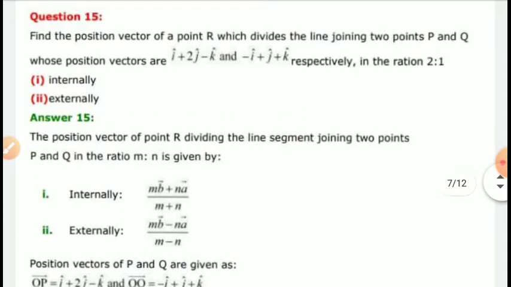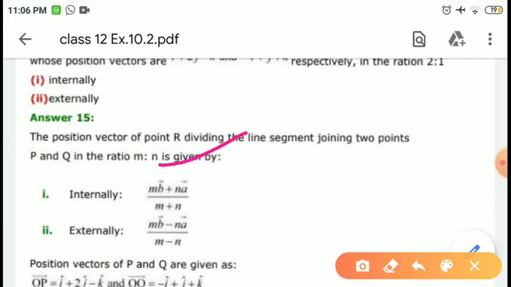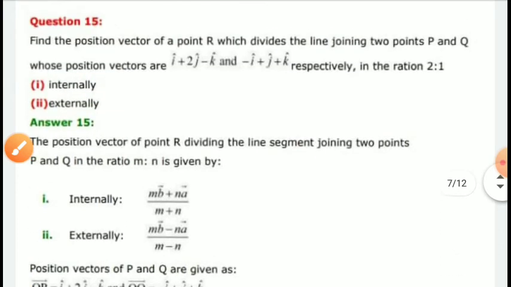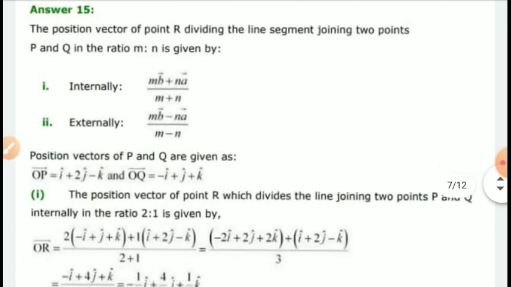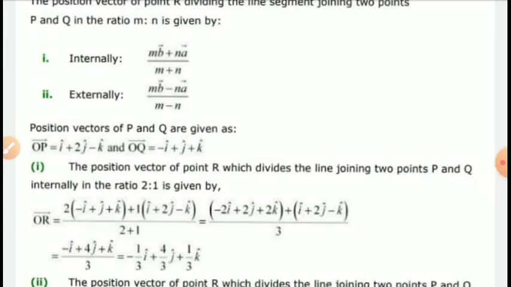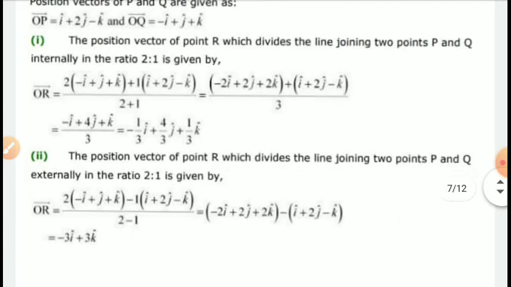If it is divided in the ratio m:n, then (m b bar plus n a bar) by (m plus n) is for internal division, and (m b bar minus n a bar) by (m minus n) is for external division. Here the two position vectors are given to you. Whenever position vectors are given, you need to find OR, the position vector of the point dividing the line joining these 2 points. Take m as 2 and n as 1, and substituting in these formulas you will get the required result.